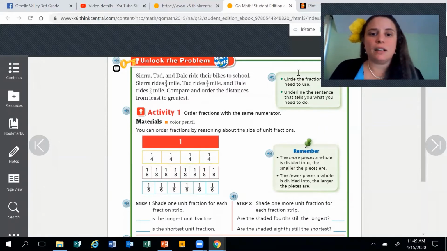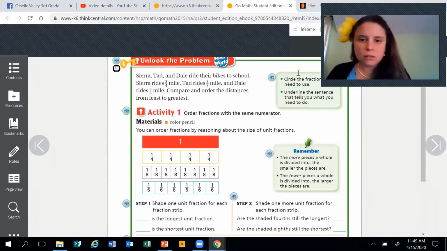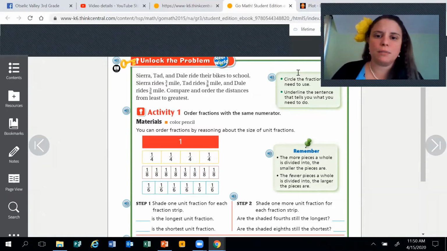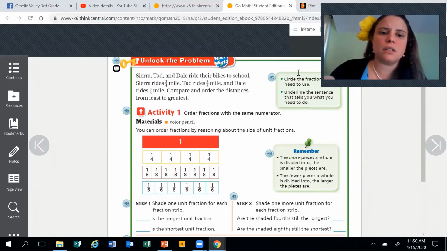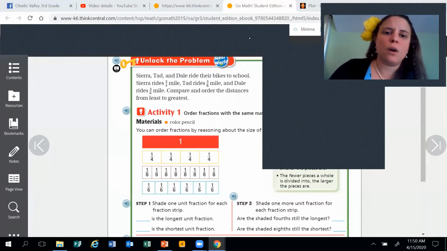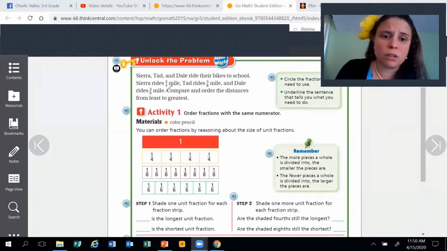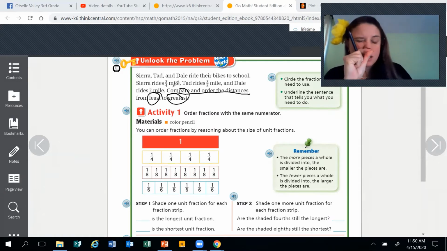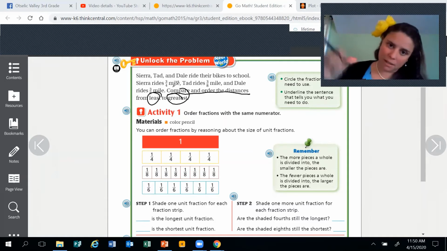Sierra, Tad, and Dale ride their bikes to school. Sierra rides 3/4 of a mile. Tad rides 3/8 of a mile. And Dale rides 3/6 of a mile. Compare and order the distances from least to greatest. All right, so what we are doing is we have to compare and order from least to greatest. So we need to start with the littlest and go to the biggest, okay?